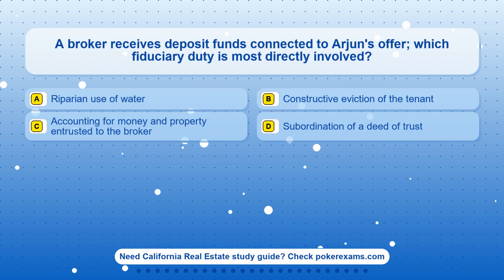Question 2. A broker receives deposit funds connected to Arjun's offer. Which fiduciary duty is most directly involved? Option A. Riparian use of water. Option B. Constructive eviction of the tenant. Option C. Accounting for money and property entrusted to the broker. Option D. Subordination of a deed of trust.